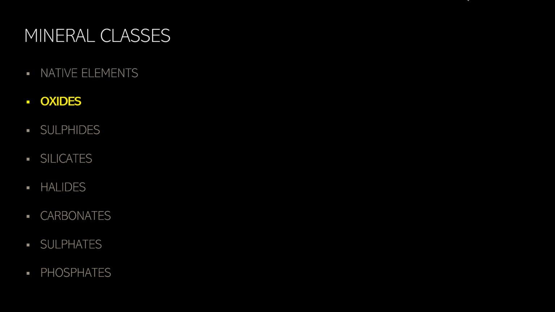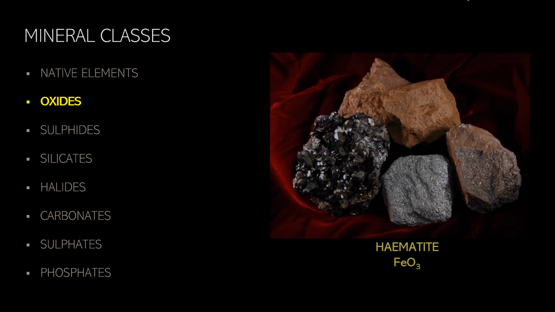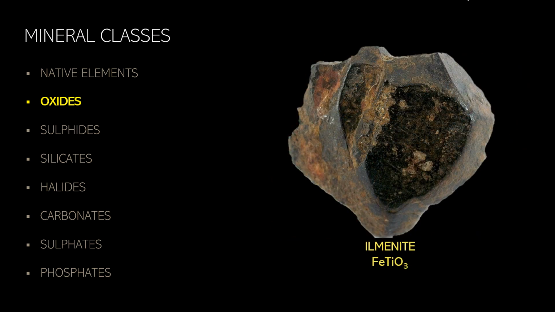Oxide minerals are a group in which oxygen is combined with one or more metal elements. They form through chemical reactions involving oxygen and metal ions, and are typically characterized by their high hardness and density. Hematite, Fe2O3, is an iron oxide and exists in a number of forms, as we will see later in this video. Ilmenite, FeTiO3, is a titanium oxide and was once the main source material for titanium dioxide pigments.